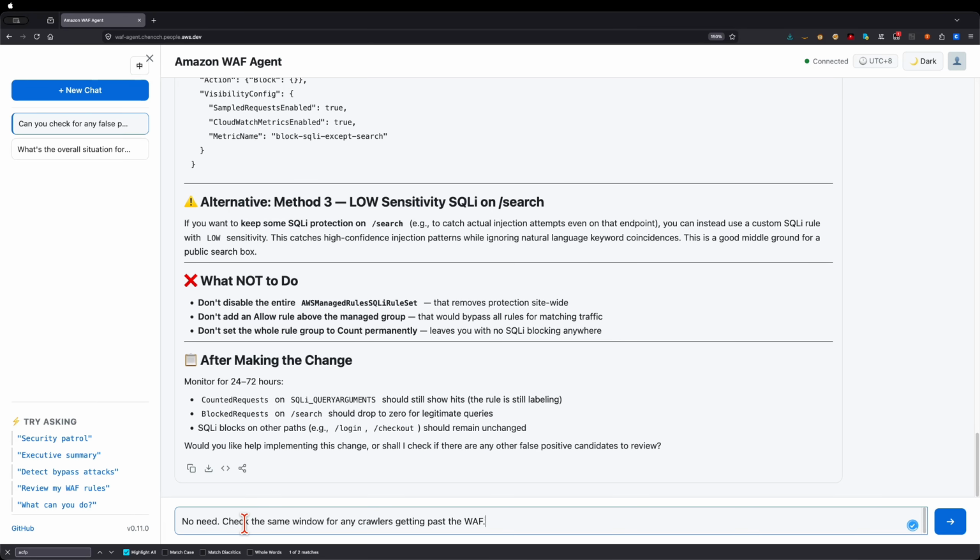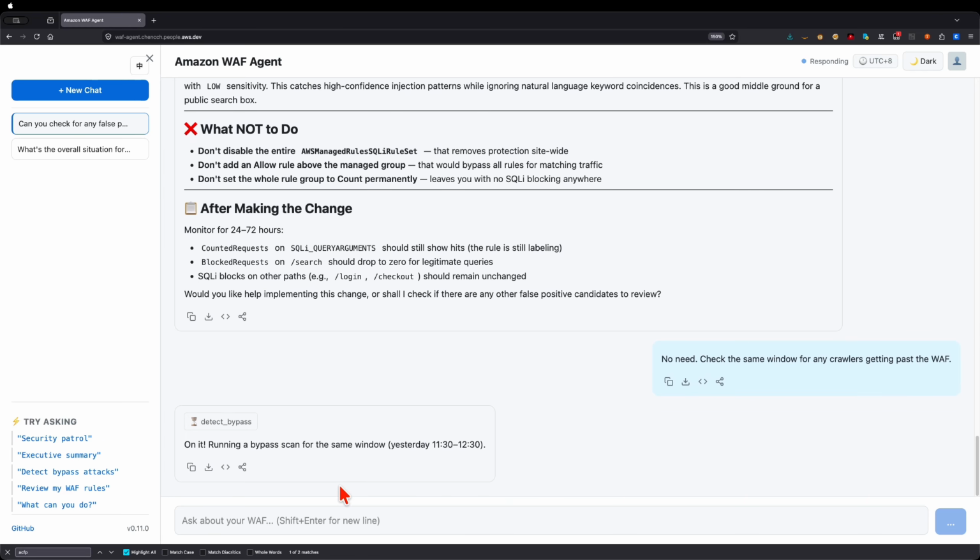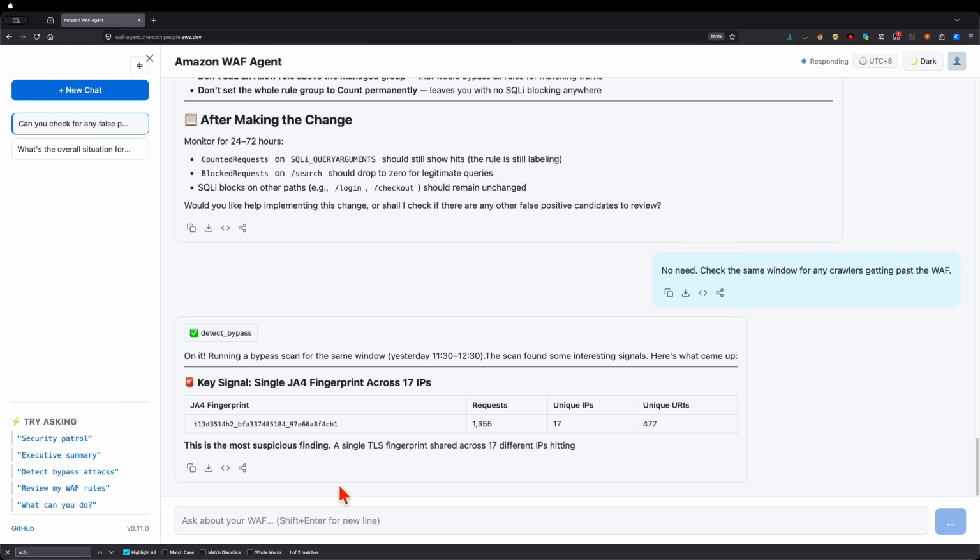Now I ask the agent to check if any crawler is bypassing the WAF. Most WAF analyses look at what got blocked. Bypass detection does the opposite. It scans the traffic that was allowed and asks which of it doesn't look human, like one IP hitting too many URIs, automation tools, or one TLS fingerprint spread across many IPs.